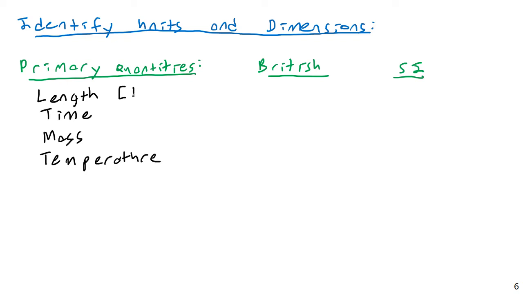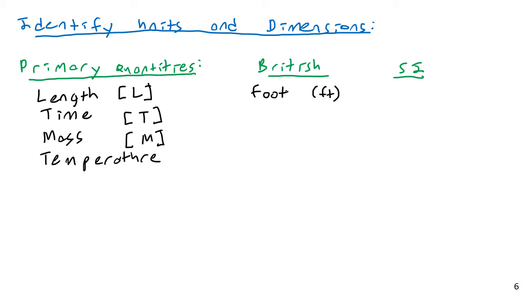But really my main primary quantities are length, time, and mass, and everything else is derived from those. So if I ever put in brackets L or in brackets T, I'm not talking about specific units, I'm talking about dimensions. Length, time, and mass. And for the British system, the unit for length that we're going to use is the foot.